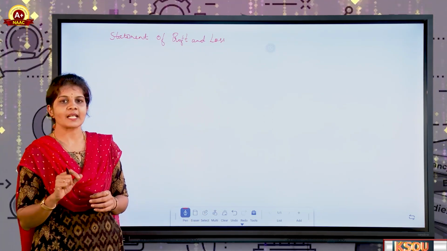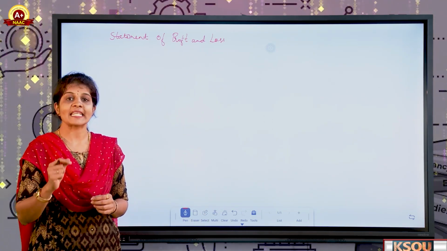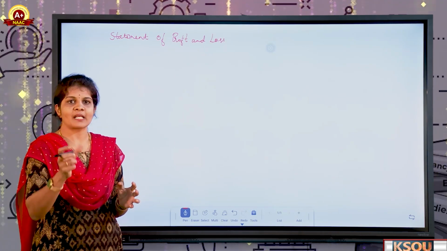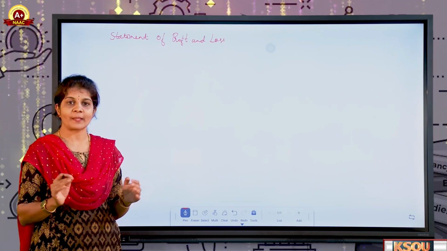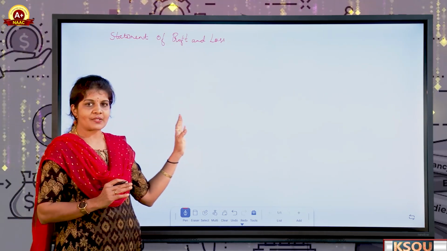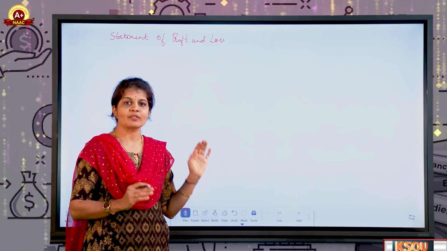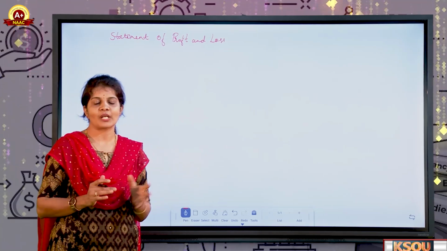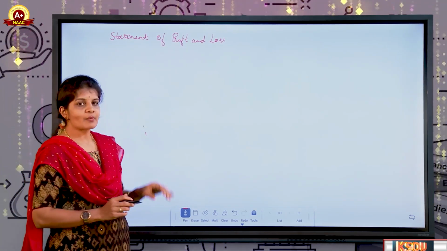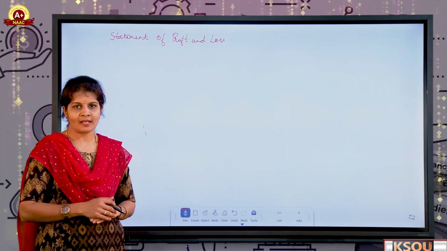Always the profit and loss will be prepared for the year ending. It is not for a particular period like 1 month or 2 months. It will always be prepared for the particular year. So if it is the financial year 2023-24, it will be prepared for the whole period of 2023-24, and that too at the end of the year always.